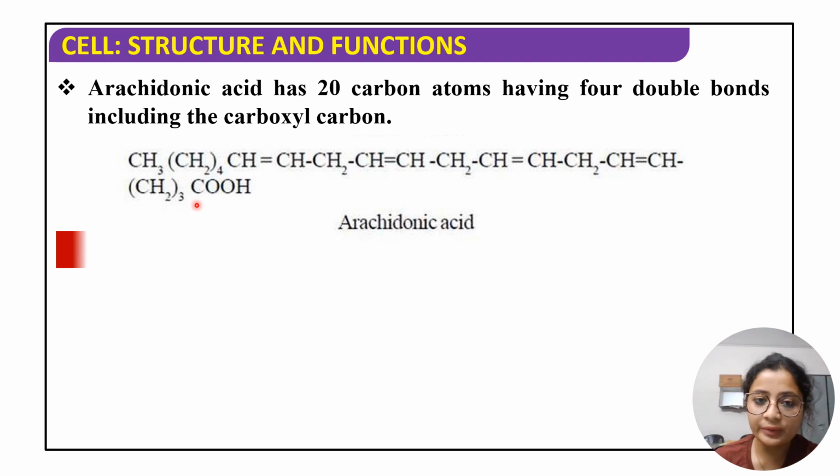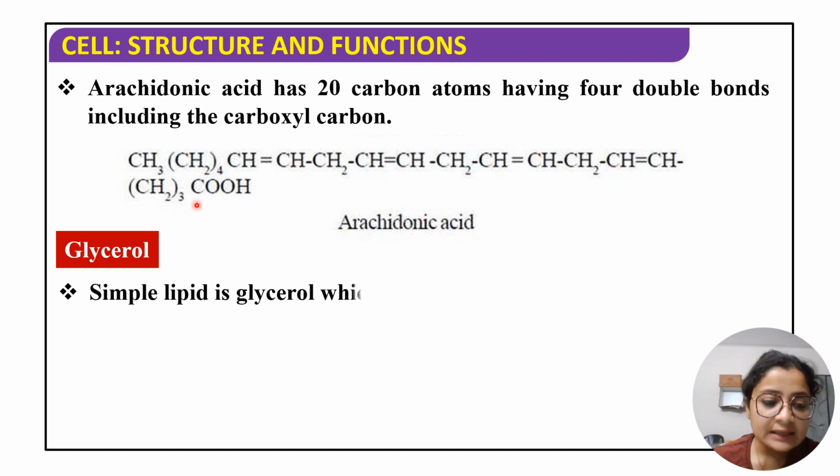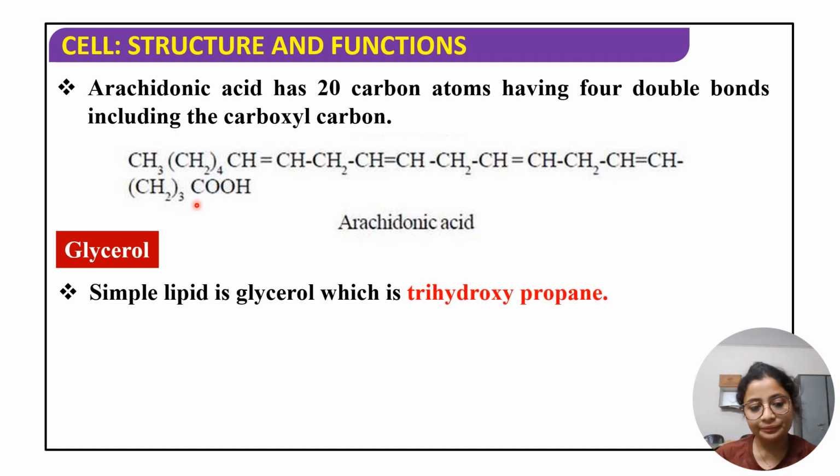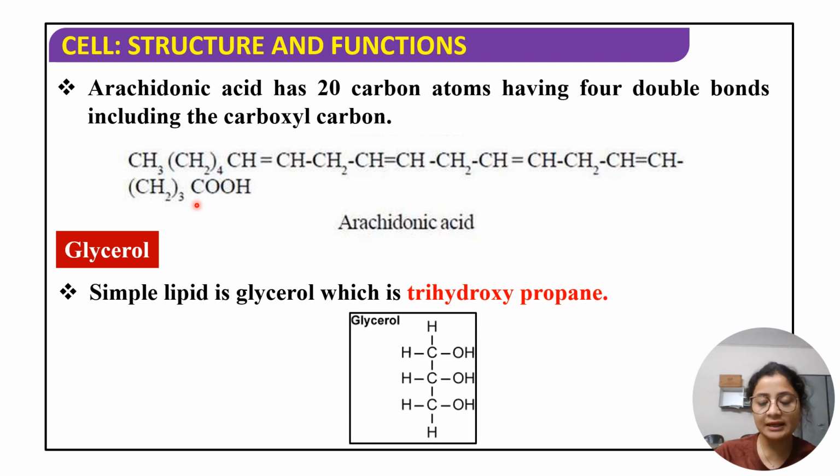19 plus 1, 20. Okay, next coming to something called glycerol. So simple lipid को हम बोलेंगे glycerol, which is nothing but trihydroxypropane. So glycerol का जो chemical name होगा that will be trihydroxypropane. तो क्या structure है glycerol का? 3 carbon atoms होगा. Okay, so simple lipid का example होगा glycerol, and this is exactly how the structure of glycerol will look like, and the chemical name of glycerol will be trihydroxypropane.